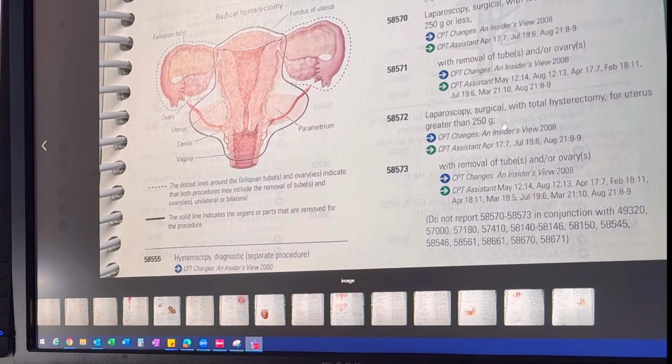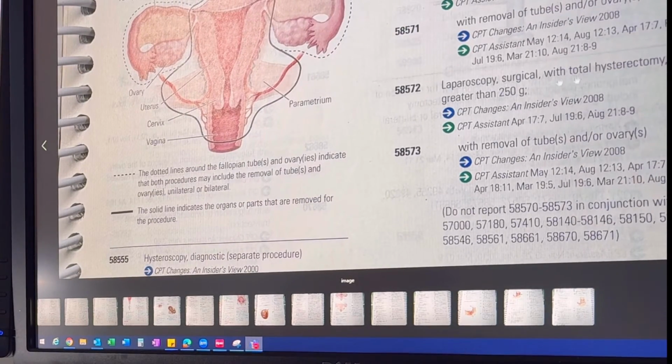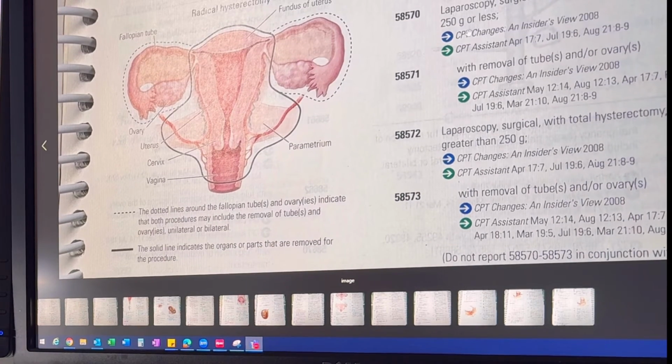And then down here, let me zoom back in. It says the same thing, but this one reads for a uterus greater than 250 grams with removal of tubes and/or ovaries. So if they did not remove any of these structures, you would only be billing this code, or you would only be billing this code. But if they did, now you are determining if you're billing 58571 or if you're billing 58573. So let's get into this note.